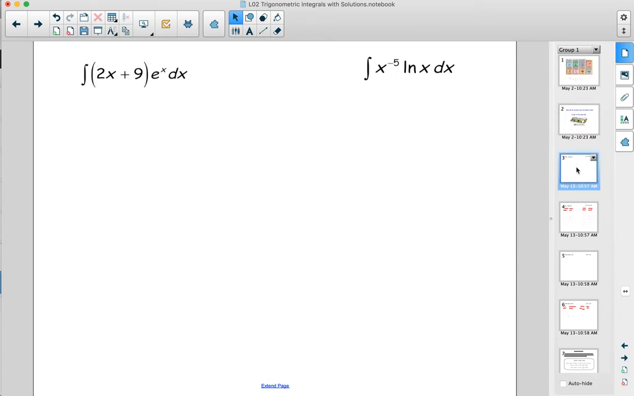All right, moving forward. There's a bit of a spoiler alert. These are some questions from the performance task. I would like you to think about this integration by parts, and I'm getting you to decide what you think should be u and what you think should be dv. So in this particular case, what do you want to pick for u, and what do you want to pick for dv?